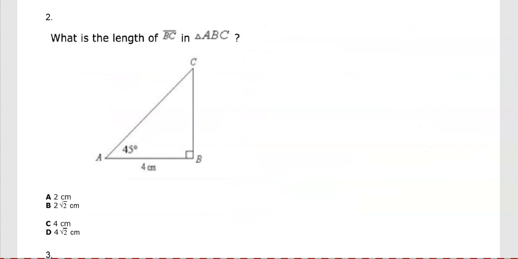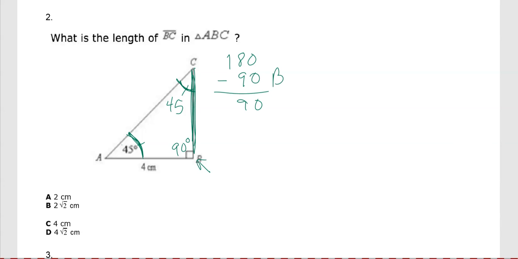Okay, so we have number 2. What is the length of line segment BC, which is right here, in triangle ABC? This one is actually quite simple, remembering that if A is a 45-degree angle and B is a 90-degree angle, then C must also be a 45-degree angle because interior angles of a triangle are 180 minus 90 gives me 90, which is that angle right there, so B, and minus 45, which is A, gives me 45, which is C.